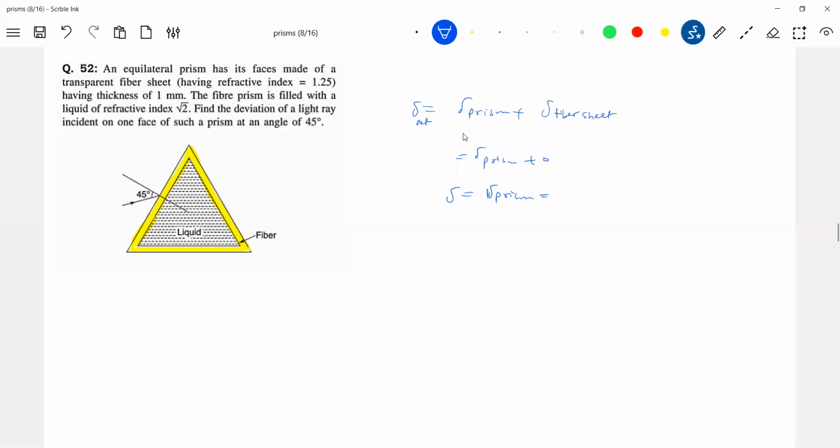You can't use the small angle prism formula. So what is the formula now? Angle of deviation is I plus E minus A. Calculate that emergent angle, so apply the formula sin I. What to do here with this one? Shall we apply Snell's law for the fiber sheet?